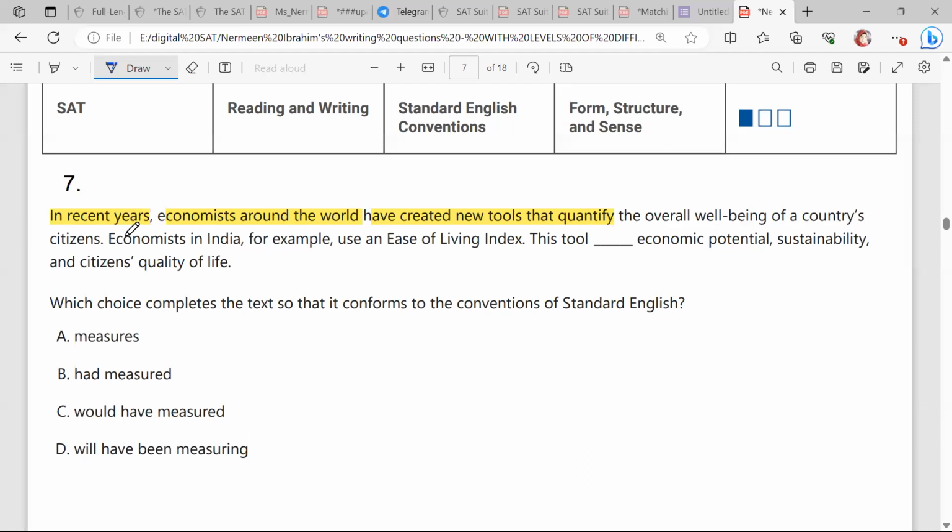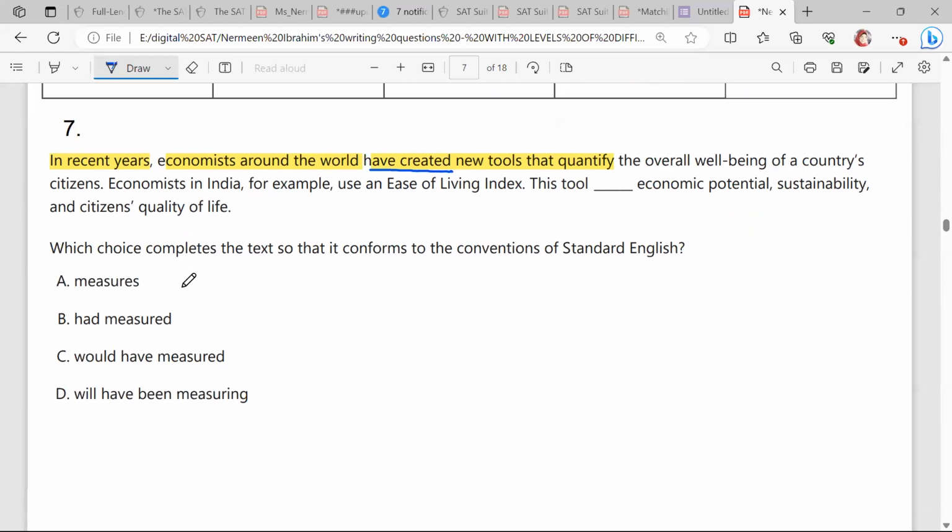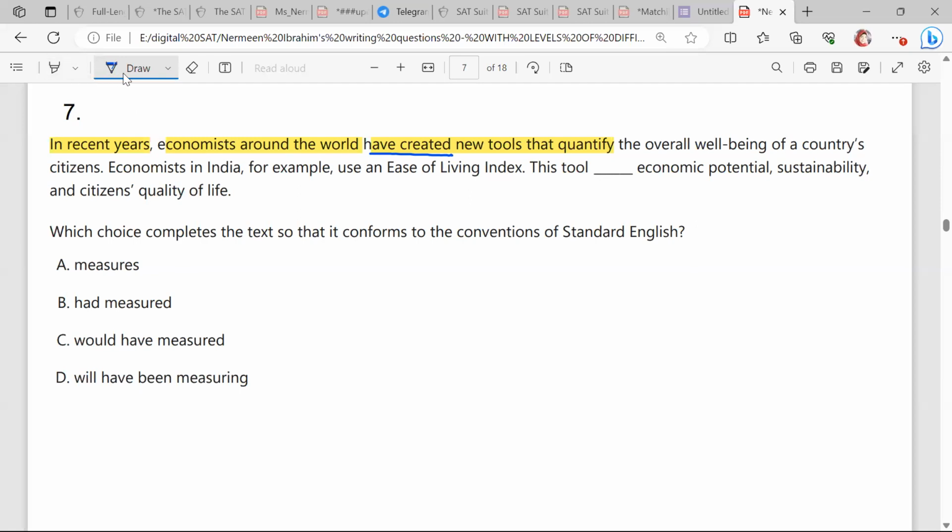Yeah, I'm with you. Okay. Economists in India, for example, use an ease of living index. This tool, economic potential, sustainability, and citizens' quality of life. You were confused, Ziad, because you saw have created, right? At the beginning, yeah, but I know the right answer. Okay, what is your right answer? I went for C, and it's wrong. The right answer must be. Yes, what's your right answer?